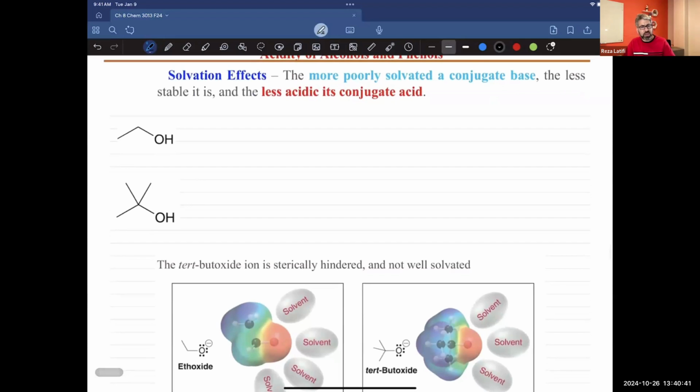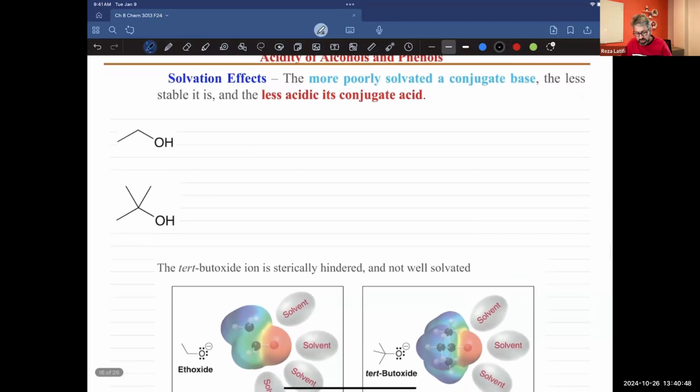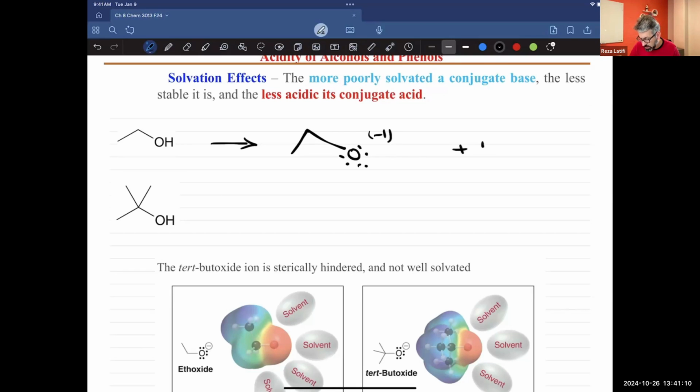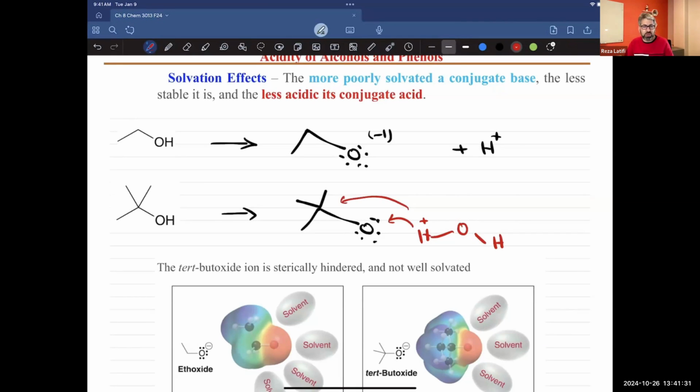And okay, last one, it will be the solvation. Anything that reduces the stability of the conjugate base will make the acid a weaker acid. Now, when I look at this molecule, it looks like a linear one. I can draw it as a linear molecule. I have a negative charge here, plus H plus, but this one has some substituents here, as you see. When solvent molecules try to reach it through hydrogen bonding, the substituents get in the way. Well, with ethanol, we can easily reach it.